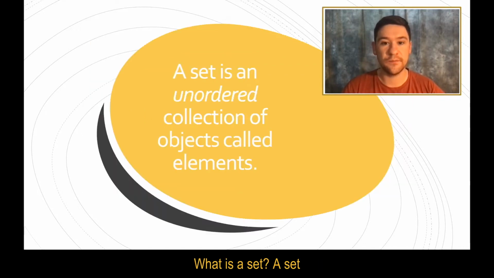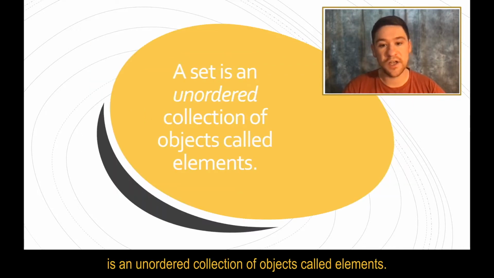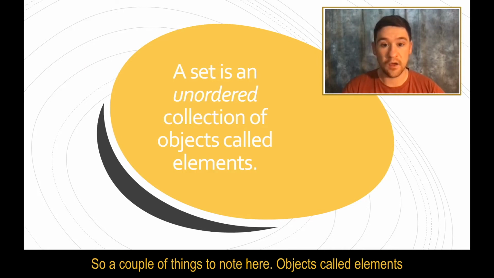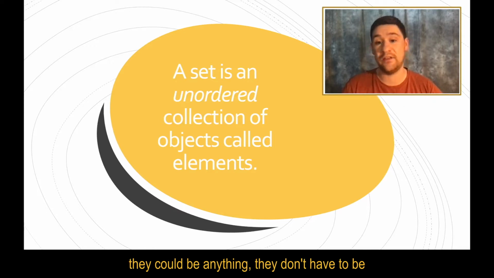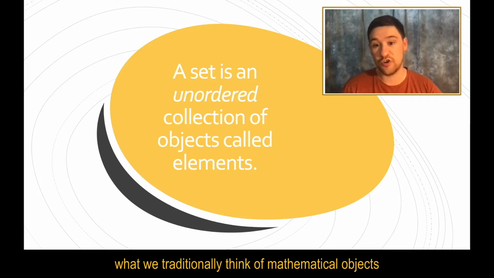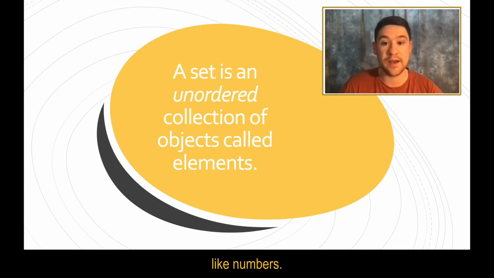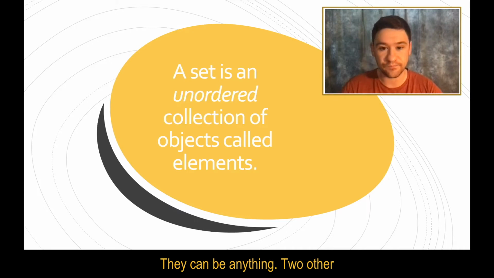So what is a set? A set is an unordered collection of objects called elements. A couple of things to note here. Objects called elements could be anything. They don't have to be what we traditionally think of as mathematical objects like numbers. They can be anything.